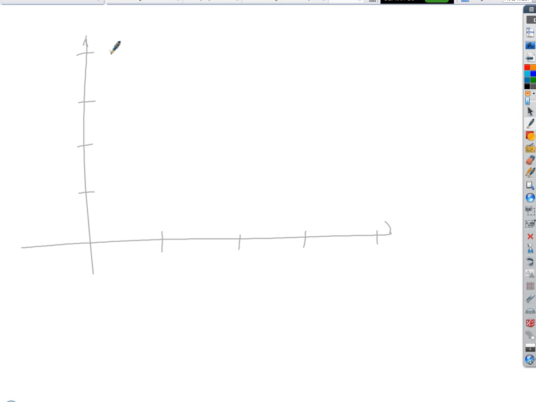What do you think? Who wants to draw this? You want to try it? Just try it. They'll help you out. It looks good. Okay, so I should label something. Let me do this for you real quick. So this is going to be T, and this is going to be D.